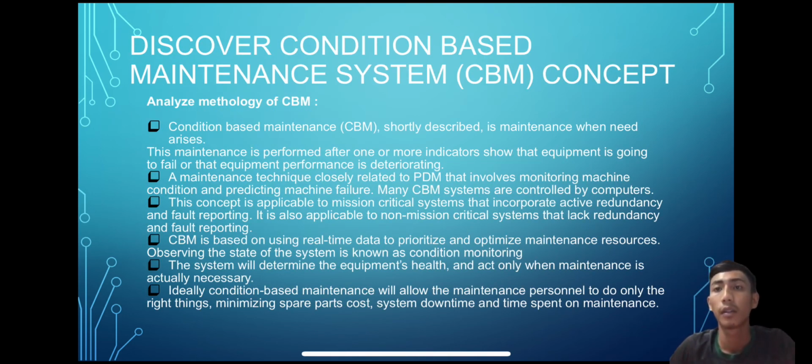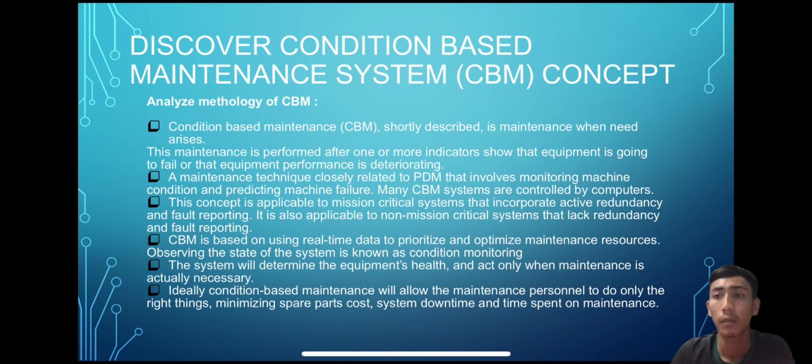Discover condition-based maintenance system (CBM) concept. Analyze methodology of CBM. First, condition-based maintenance (CBM) shortly described is maintenance when need arises. This maintenance is performed after one or more indicators show the equipment is going to fail or that equipment performance is deteriorating. Next, a maintenance technique closely related to PDM that involves monitoring machine condition and predicting machine failures.